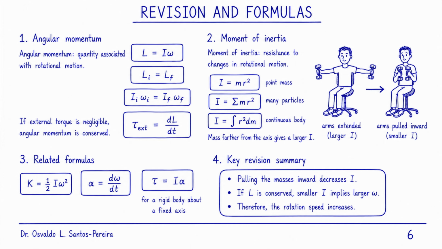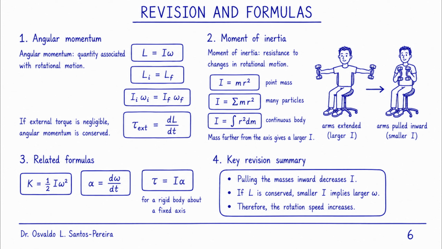There are also three related quantities worth remembering. Rotational kinetic energy depends on the moment of inertia and on the square of the angular velocity. Angular acceleration describes how rapidly angular velocity changes over time. For a rigid body rotating about a fixed axis, torque is proportional to angular acceleration, with the moment of inertia acting as the proportionality factor.